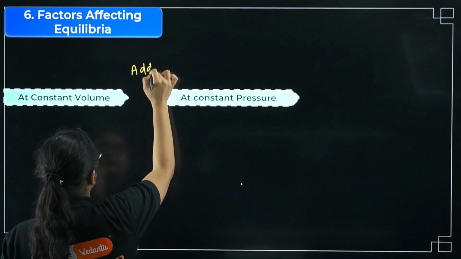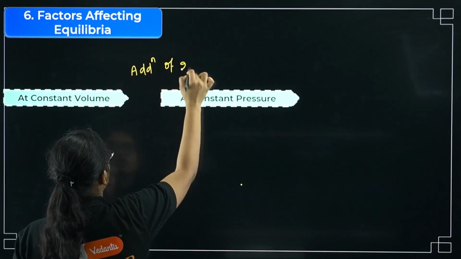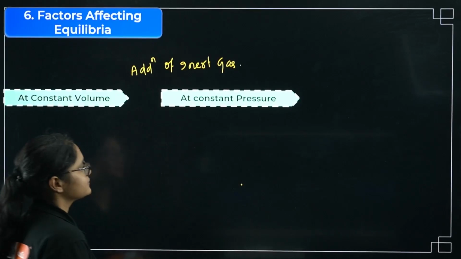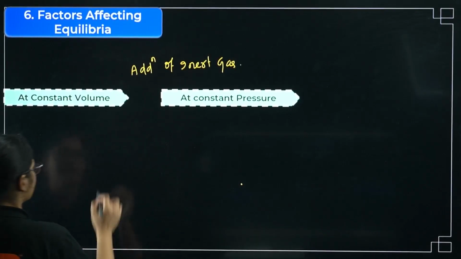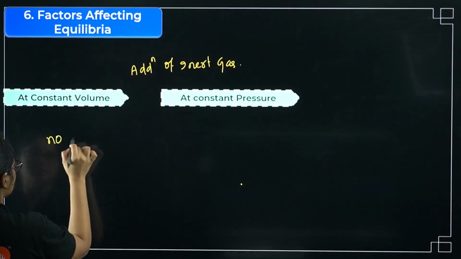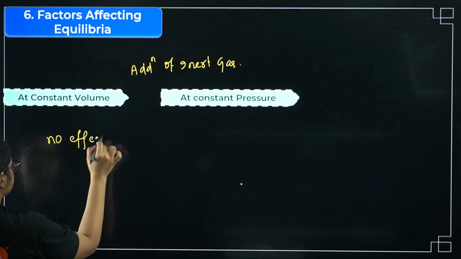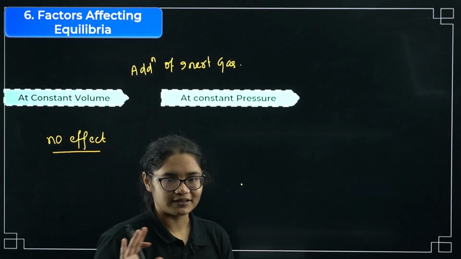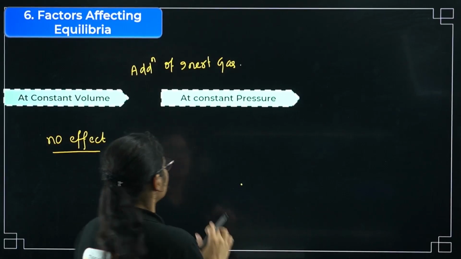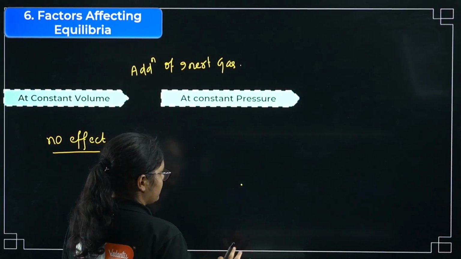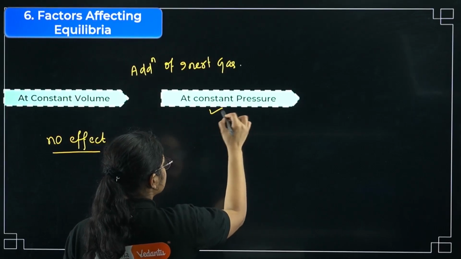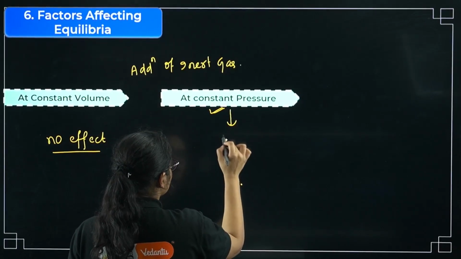If you are adding any inert gas at constant volume, then there is no effect. There is no change in the pressure or no change in the equilibrium. If you are adding something at constant pressure, then to maintain constant pressure, what you have to do? You have to increase the volume.